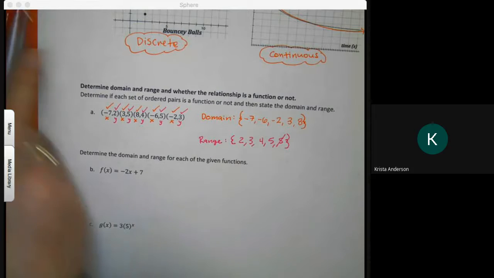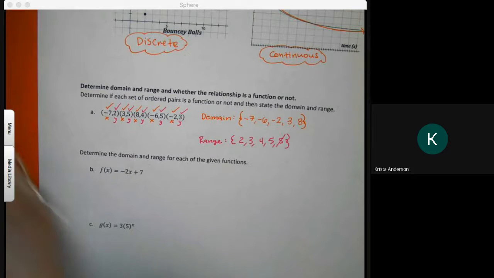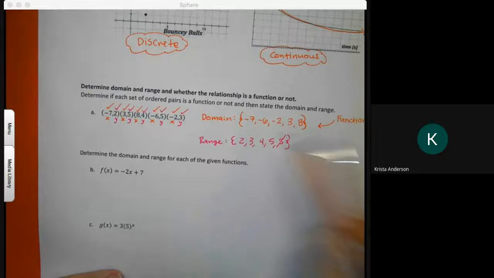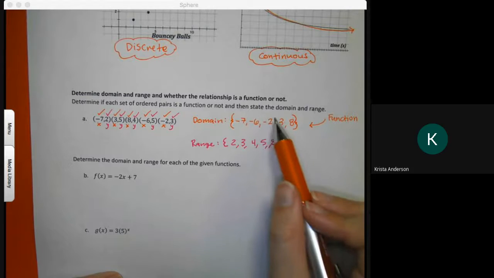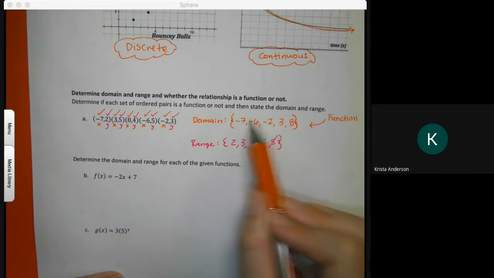This one would be a function. Functions are determined by the x values. There can only be one of each number. This would be a function. If the domain had had two negative 7s, it would no longer be a function. It can only have one of each x. No repeated x's in it.